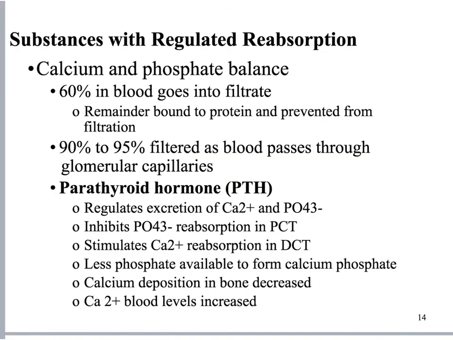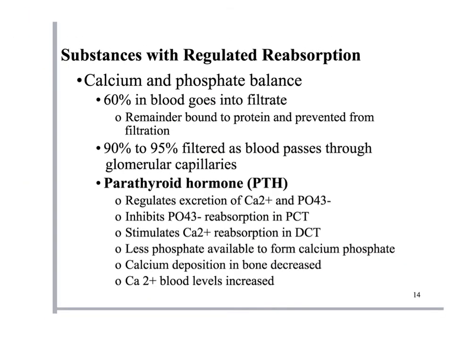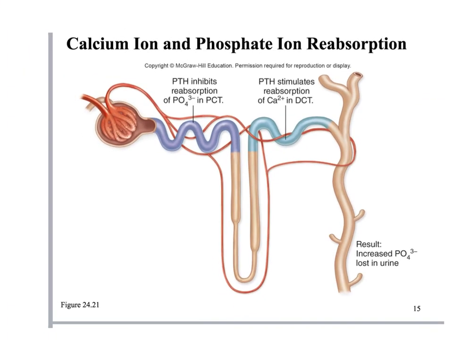Other examples, calcium and phosphate. This is regulated by a hormone, parathyroid hormone. I don't want to go too much into this, I just wanted to let you know that 90 to 95% of calcium and phosphate is filtered as blood passes through the glomerular capillary. So that all has to be reabsorbed. Parathyroid hormone inhibits reabsorption of phosphate and stimulates reabsorption of calcium.